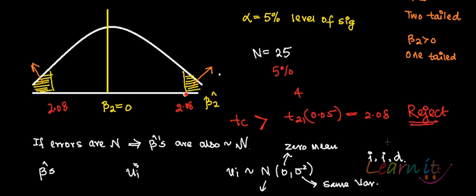You say that the hypothesis which you have maintained, that beta 2 is equal to 0, is wrong, and beta 2 is actually not equal to 0. So this is the meaning of rejecting the null hypothesis that beta 2 is equal to 0.